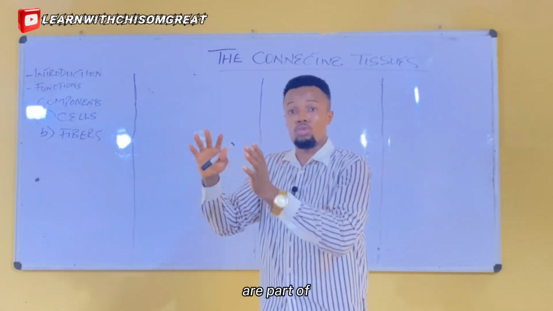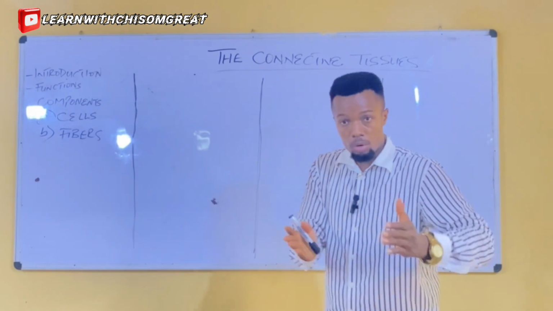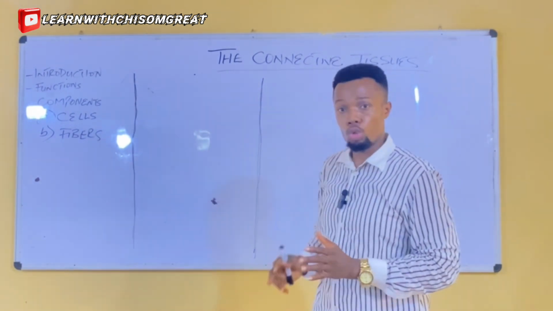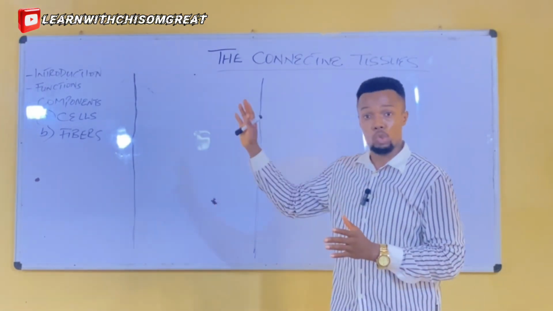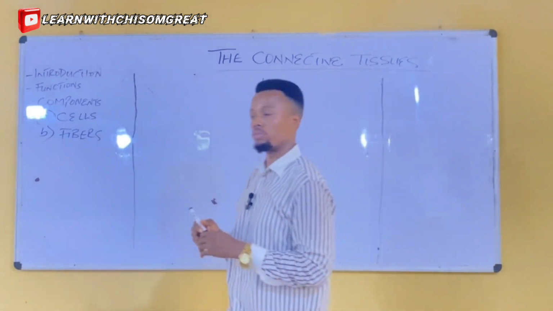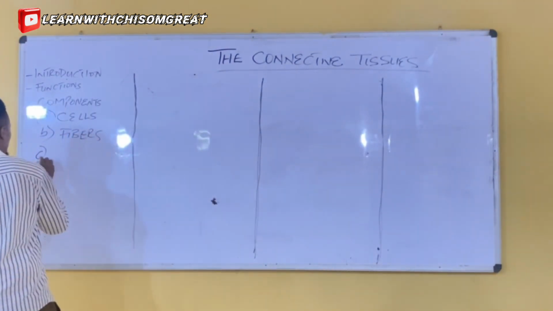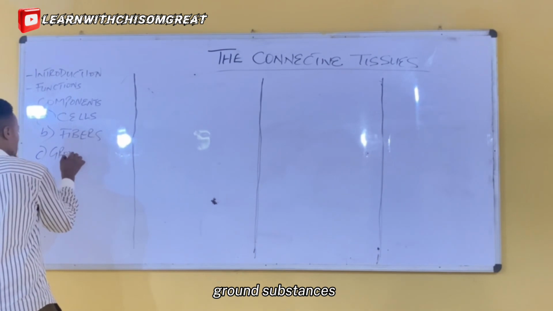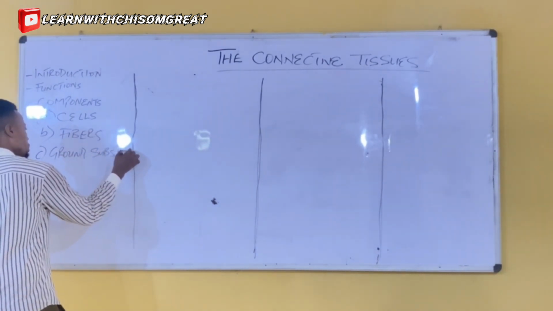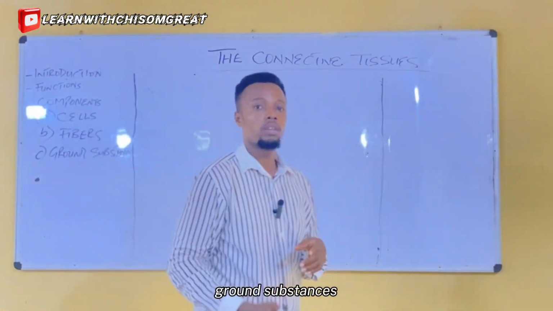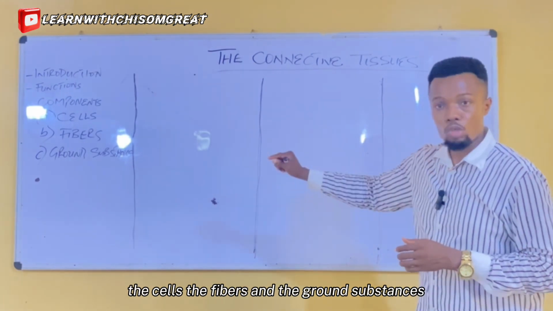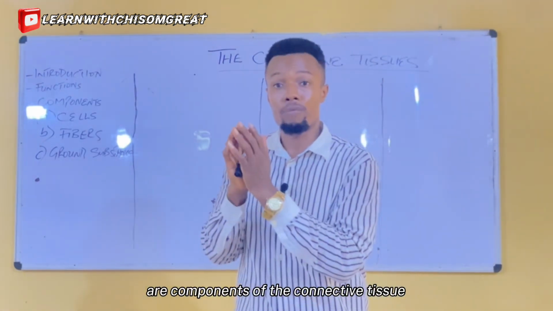The fibers are part of the extracellular matrix. The fibers and the third one are called the extracellular matrix, but we are coming to that. So the fibers are there. Then we have the final one, the ground substances. So these three, the cells, the fibers, and the ground substances, are the components of the connective tissue.